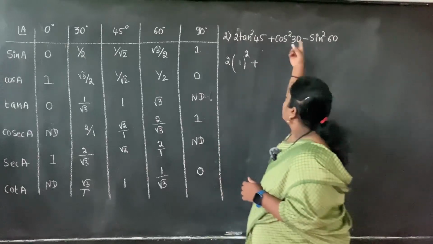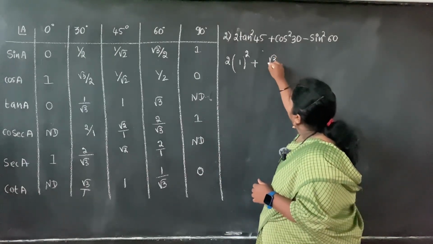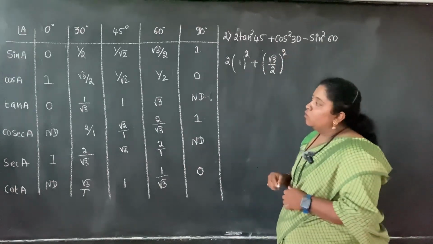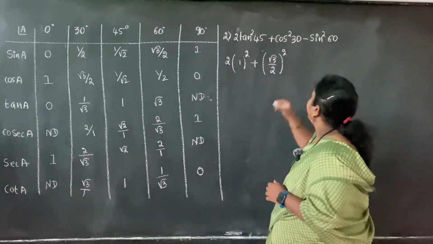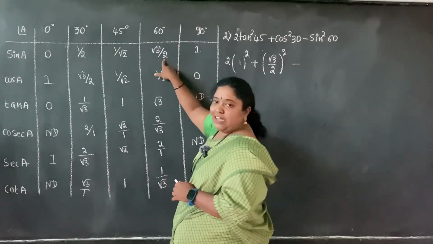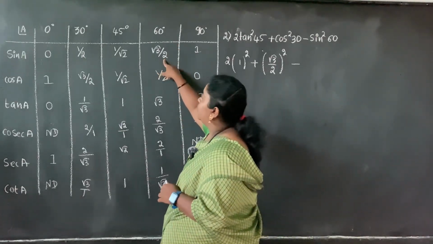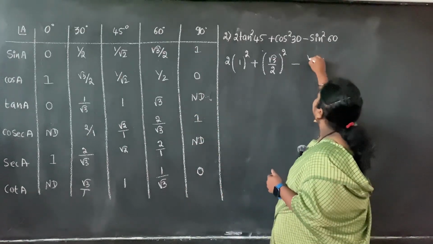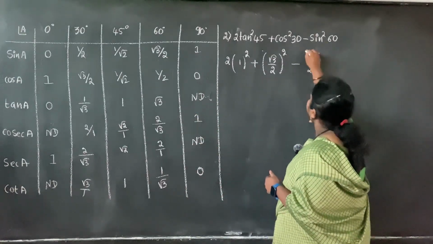So I'll be having here cos square. So I'll be writing root 3 by 2 the whole square. Okay, root 3 by 2 the whole square minus sine square 60. Sine 60 is how much? Again root 3 by 2, dears. Yes or no? Root 3 by 2 the square. So I'll be having here root 3 by 2 the square.